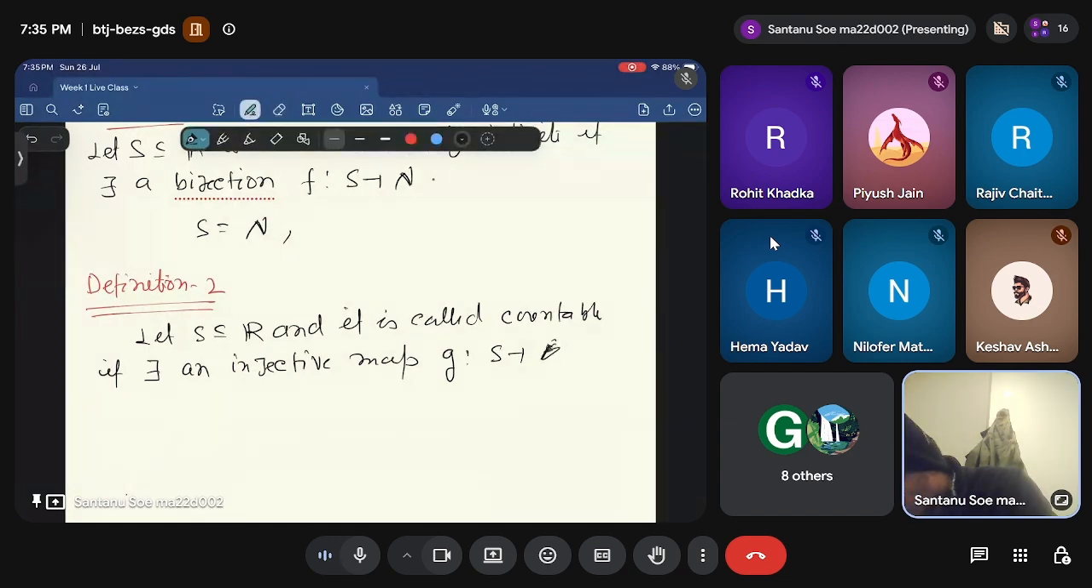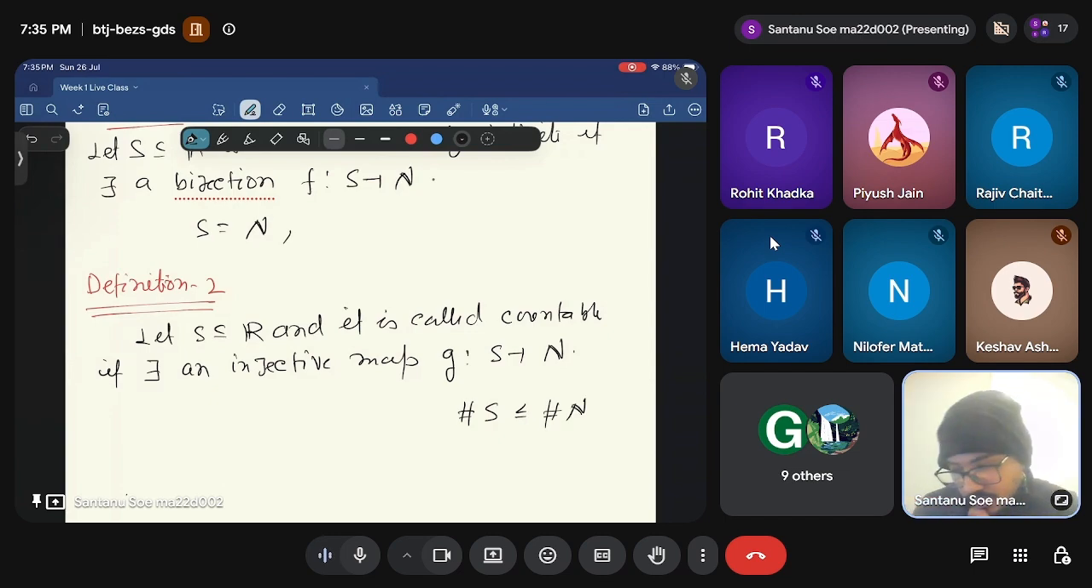This definition is enough to prove that S is countable. So you don't need to find a surjective map. If you can just find an injective map from S to N, this will imply that S is countable. Now why does this happen? If there is an injection between S and N, then you can show that the cardinality of S is less than or equal to the cardinality of N. Okay. Now since we know that N is countable and the cardinality of S can be at most the cardinality of N, this will imply that S is countable. Okay. So this is another definition.